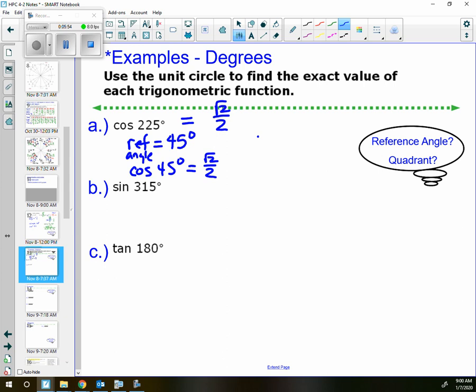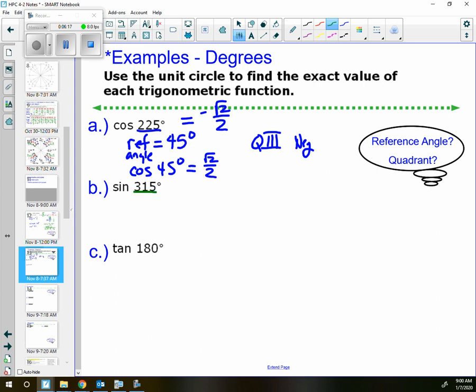My second question is, what quadrant is it in? 225 is in quadrant 3, and I know in quadrant 3 all cosines are negative because you're going down, so it would be negative square root of 2/2. So if you know those reference angles in quadrant 1, that'll give you the ratio, and all you have to know then is where you are in the unit circle. Where am I in the quadrants to be able to find the rest?